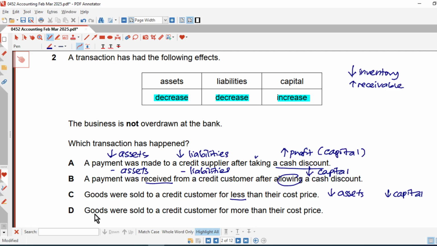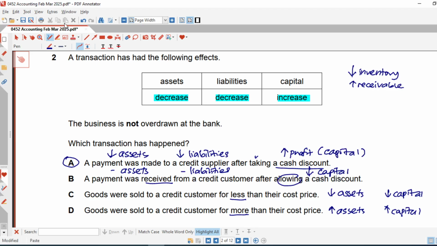Now let's look at D. Goods were sold to a credit customer for more than their cost price. Right, so in this case, I'm finally making a profit. Capital increases. Assets would increase as well. But again, there's no effect to liabilities on both transactions. So that makes it clear cut. The answer is A. So we just have to analyze through different scenarios, work them out in your head, do some trial and error. Well, I won't call it trial and error per se, it's still an analysis, right?